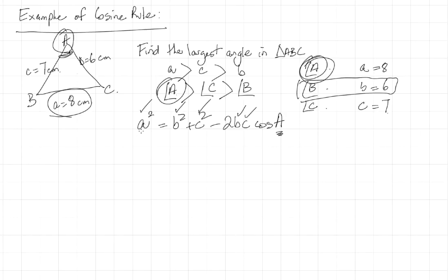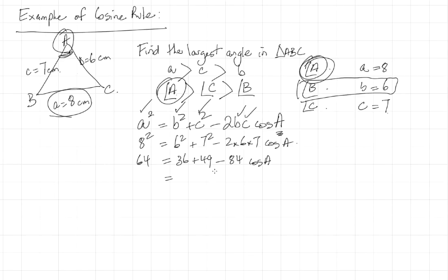This is our unknown. So we've only got one unknown there, so we should be able to solve it. So A is 8, so 8 squared equals B, which is 6 squared, plus C, which is 7 squared, minus 2 times 6 times 7 cos of A. If we work it out, we've got 64 equals 36 plus 49 minus 84 cos A.